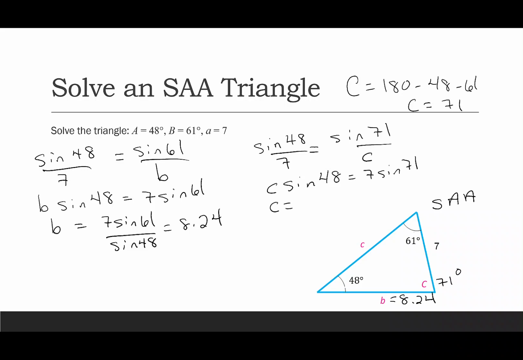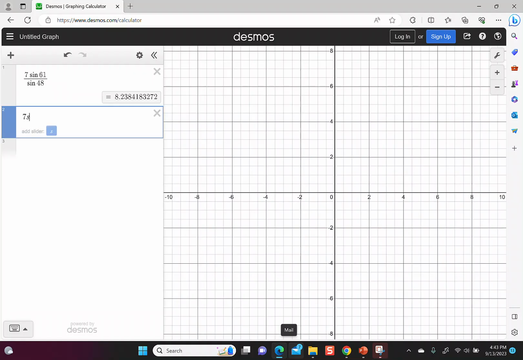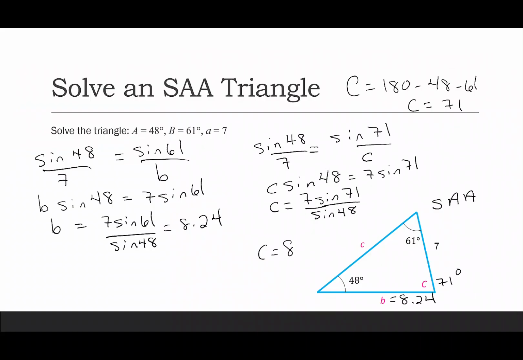I divide both sides by the sine of 48. I have 7 sine of 71 over the sine of 48. In the calculator, we put in 7 sine of 71 divided by the sine of 48. That gives us 8.906, which I'm going to round up to 8.91. Now we have all three angles and all three sides of the triangle.